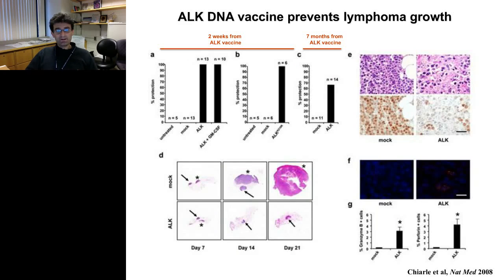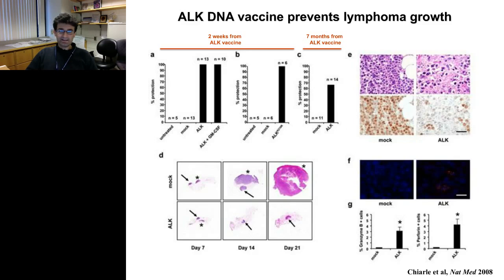And we show that by this protocol of vaccination, the protection of the mice, so we first vaccinated mice and then we injected the lymphoma, which was ALK positive, was really strong. Actually, all the mice, 100% of the mice, were protected when we vaccinated with a specific ALK vaccine.